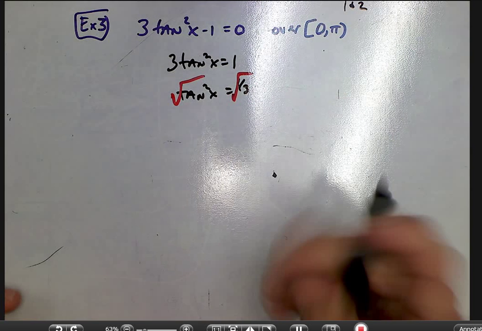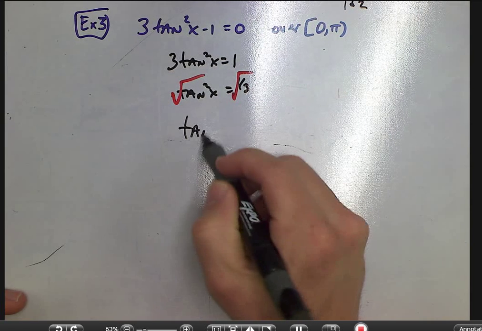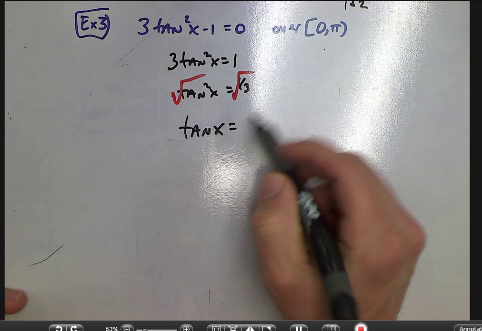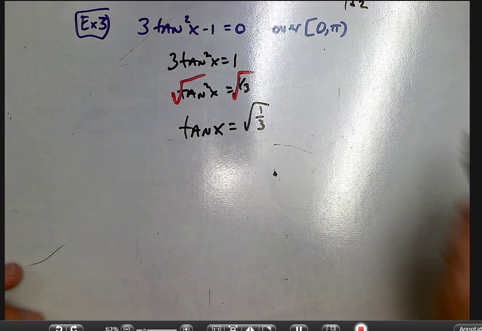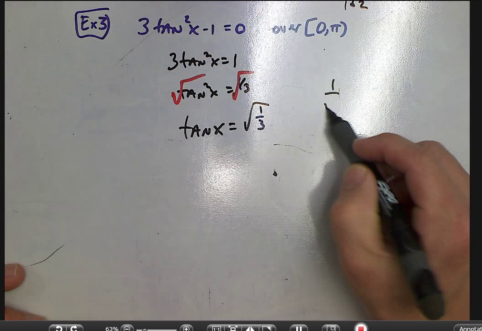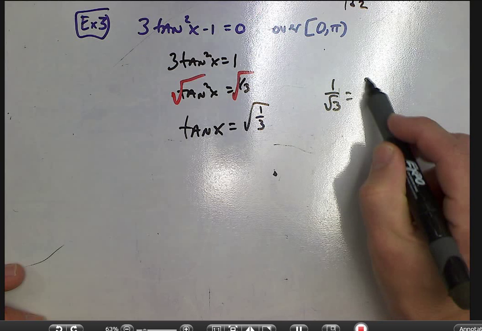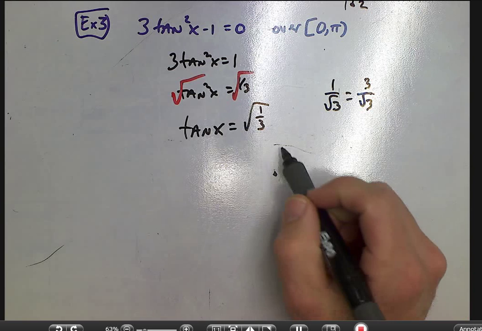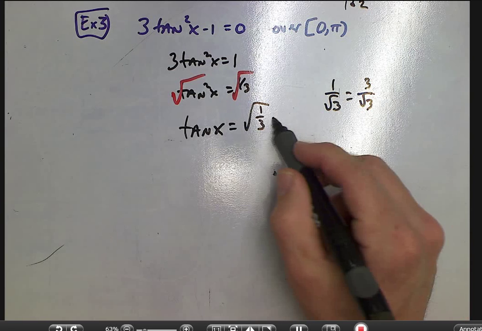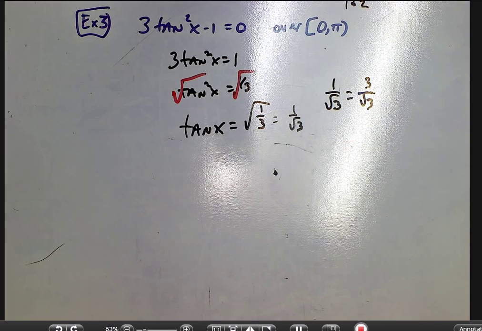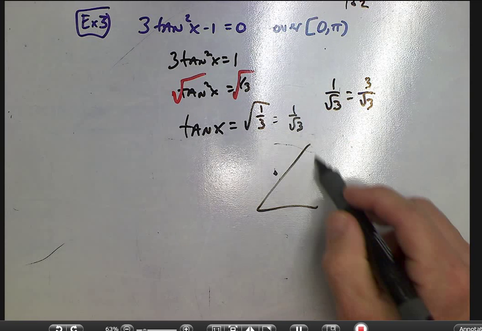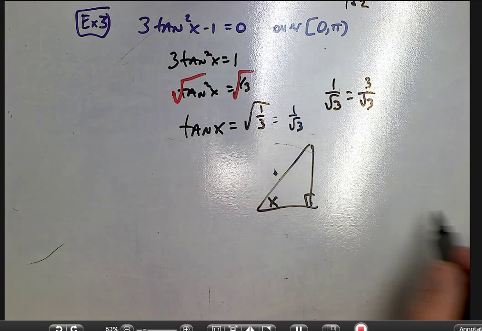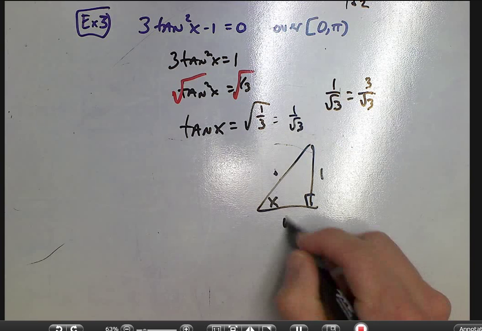And I get tangent of x equals the square root of 1/3. Well, the square root of 1/3 is 1 over the square root of 3. But sometimes it's easier to find the angle if you just leave it as 1 over the square root of 3. So if I draw a triangle, x right there, opposite 1, square root of 3 is the hypotenuse.